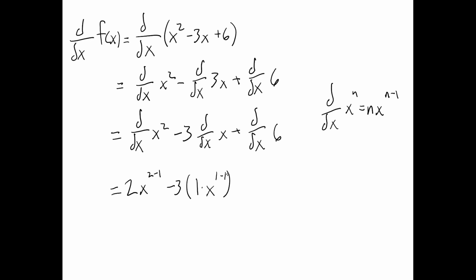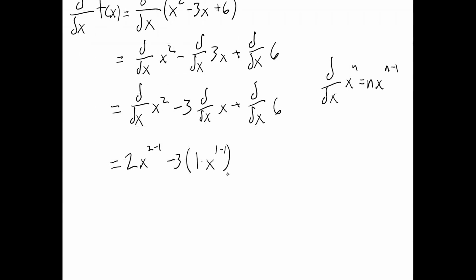And then for this last piece, we use the constant rule, not the constant multiplier rule, but the constant rule that we talked about in part 1 of this video, which says the derivative of a constant is 0. So we have now taken all the derivatives. Now what we need to do is simplify our expression as much as we can.